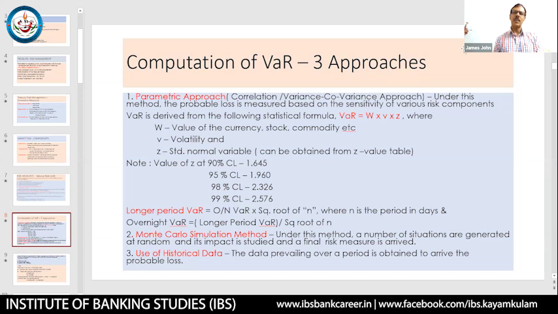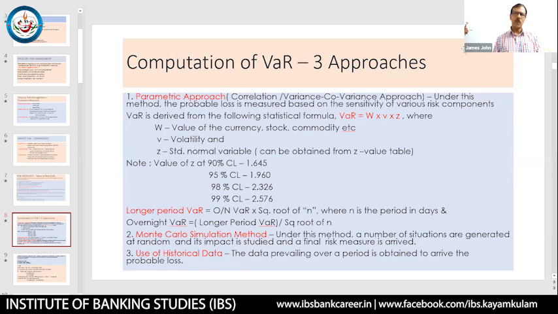Z means it's a standard normal variable, that bell curve. You might have studied in your business maths a curve in the form of a bell, that is the standard normal distribution. Don't break your head on those things. Now just understand how to calculate VAR under the parametric approach.